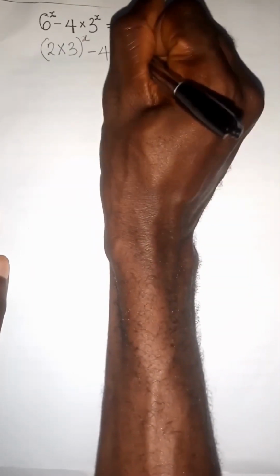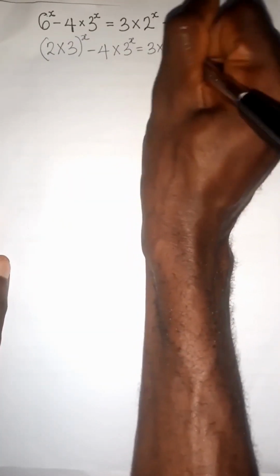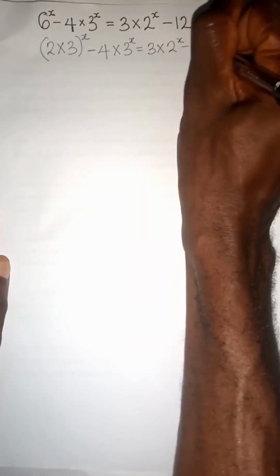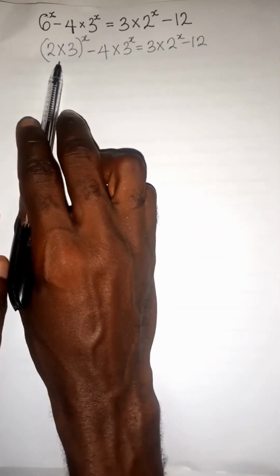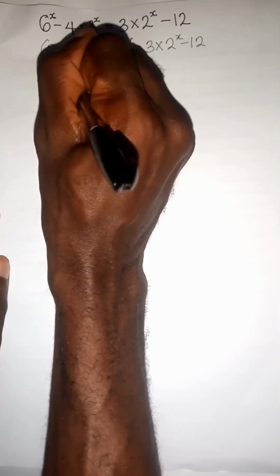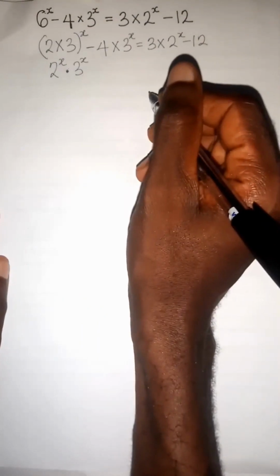we start from the left-hand side by writing 6 to the power of x as 2 times 3, then all to the power of x, minus 4 times 3 to the power of x, and the right-hand side remains 3 times 2 to the power of x minus 12. Now, 2 times 3 all to the power of x can be written as 2 to the power of x times 3 to the power of x.